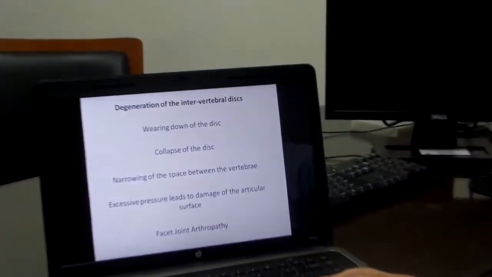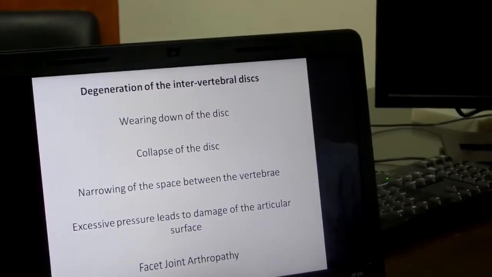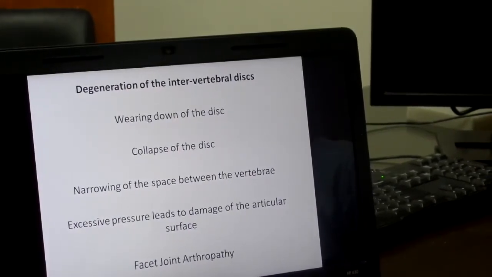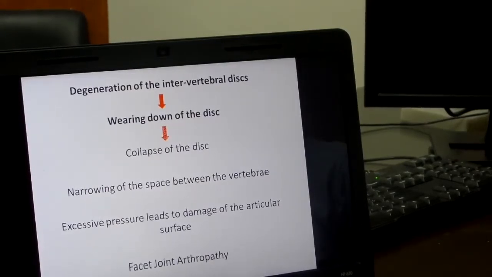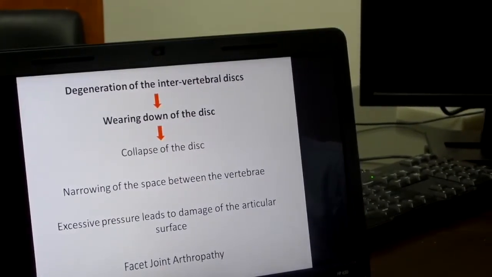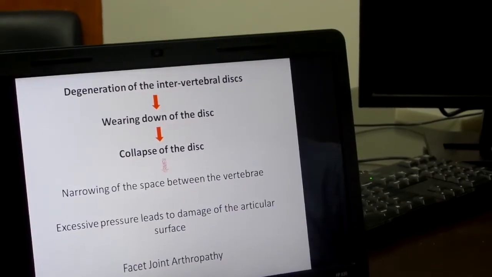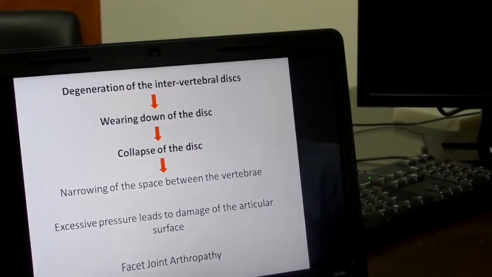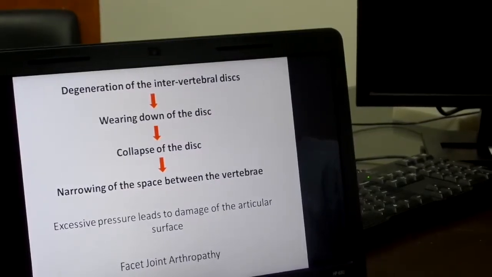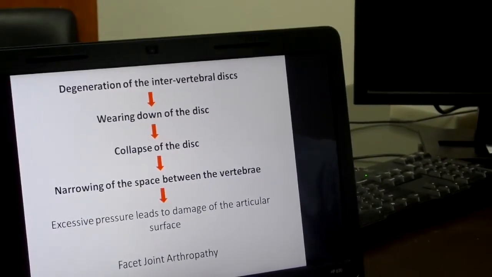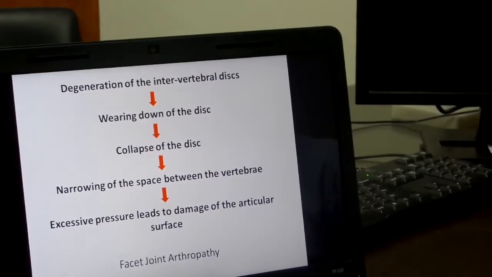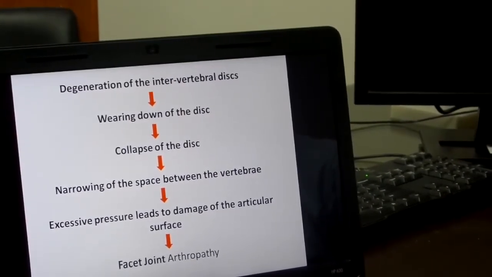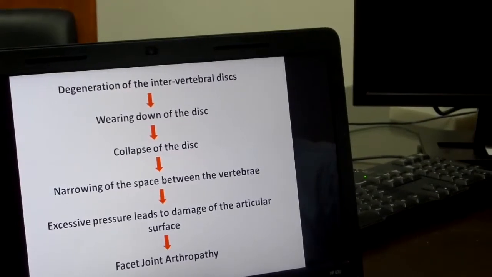Initially, there is a degeneration of the intervertebral discs, which leads to structural alteration in the disc, leading to wearing down of the disc. Once the disc wears down, the height of the disc starts collapsing. So the collapse of the disc would ultimately lead to narrowing of the space between the two adjacent vertebrae, and this in turn would lead to excessive pressure, leading to damage to the smooth articular cartilage of the facet joint, and this ultimately would cause facet joint arthropathy, what is called a facet joint arthritis.